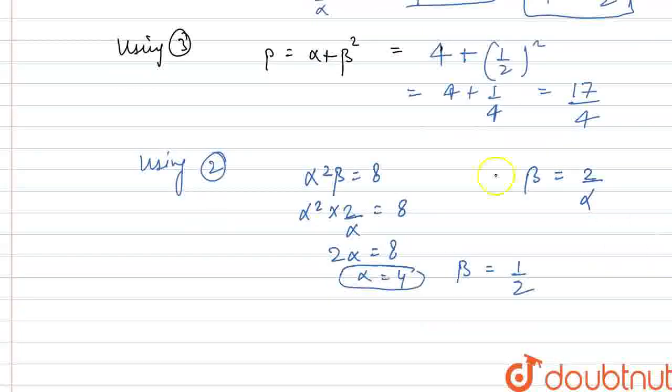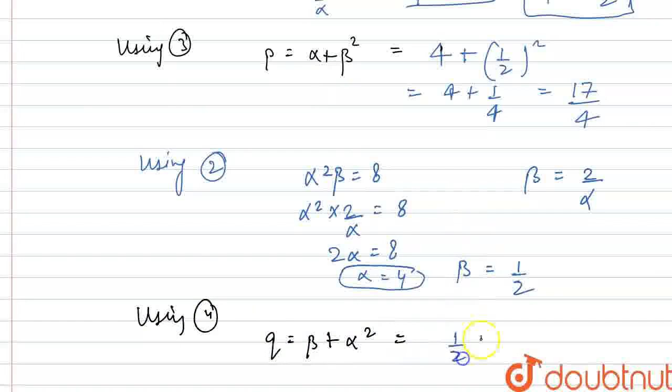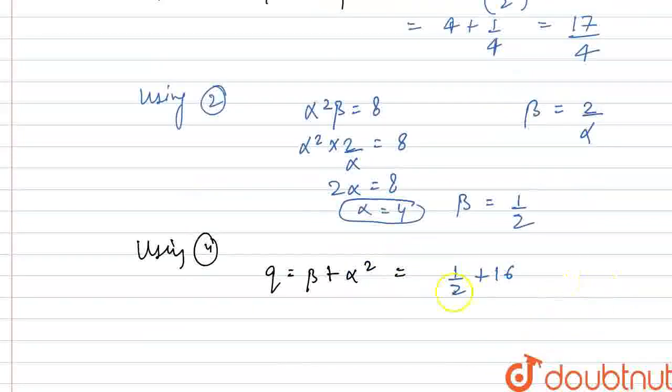Now just put it in equation number 4. That was q equals beta plus alpha square. So putting values here, beta is 1 by 2 plus alpha square is 4 4 is 16. So 16 plus 1 by 2 will be equal to 33 by 2.